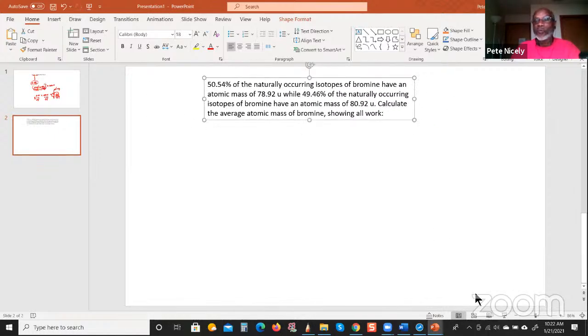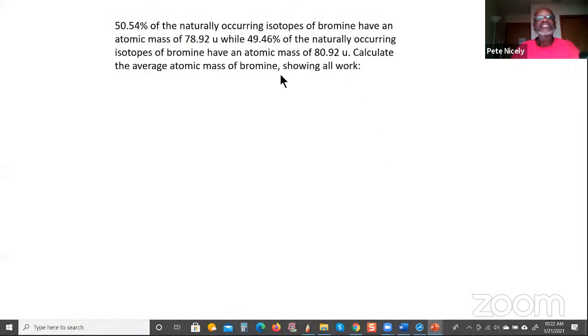All right, so I want you to read this question. It says 50.54% of naturally occurring isotopes of bromine have an atomic mass of 78.92 units, while 49.96% of the naturally occurring isotope of bromine has an atomic mass of 80.92 units. It says calculate the average atomic mass of bromine showing all work. Okay, so any ideas as to how you tackle this problem?